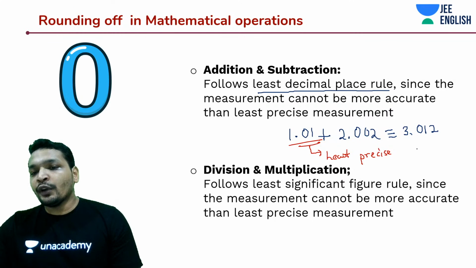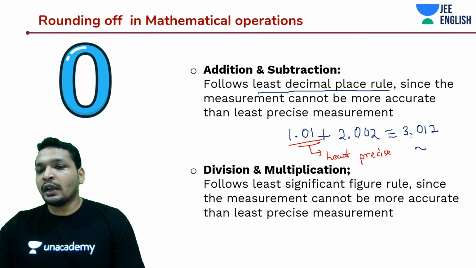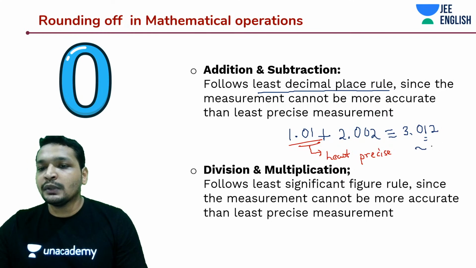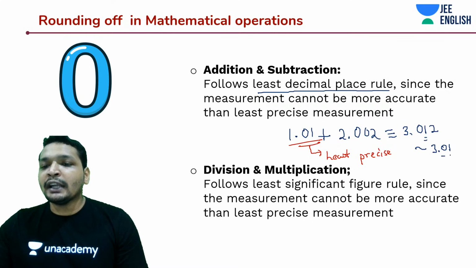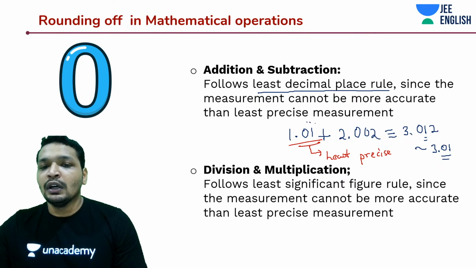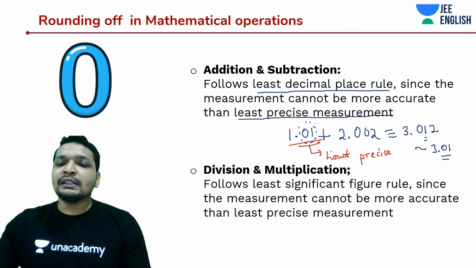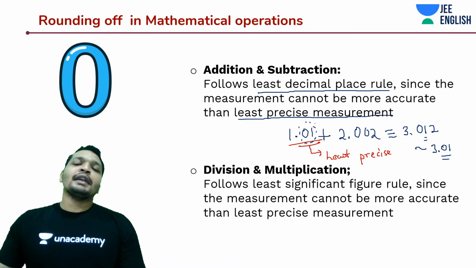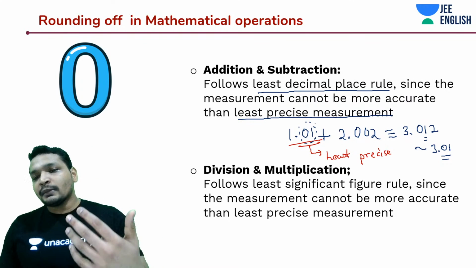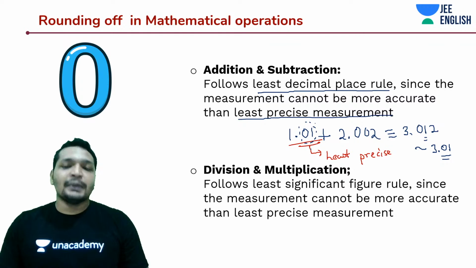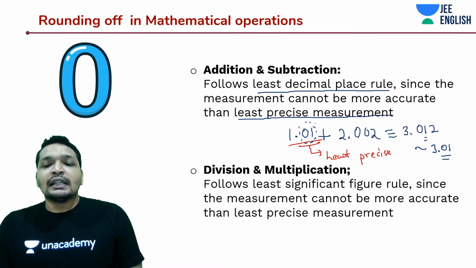Okay, so I have to round it off. And how would I round it off? Since this is 1 and it is followed by 2, which is less than 5, it's going to be 3.01. You're trying to keep the decimal places to 2, which is equivalent to the least precise measurement. What am I trying to convey here? I'm trying to say that your measurement cannot be more accurate than your least precise measurement. Okay, that is the most important one.